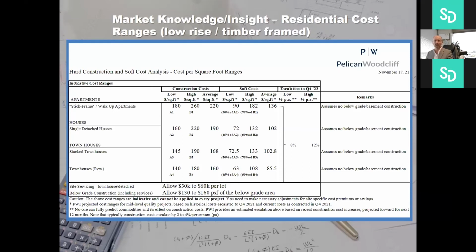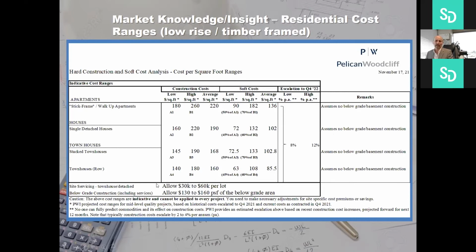You really do need to make sense of your site-specific costs, your site-specific premiums and savings. And also realize that this is mid-level. So if you wanted to go high level, you clearly are going to have to add premiums onto this for high-level finishes and the like. But between 160 and 220 is the average construction cost that we would see for the above grade costs. This doesn't include basement and below grade costs.